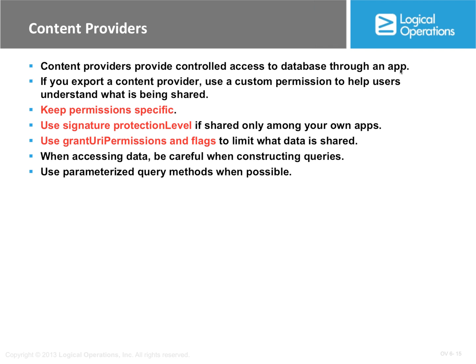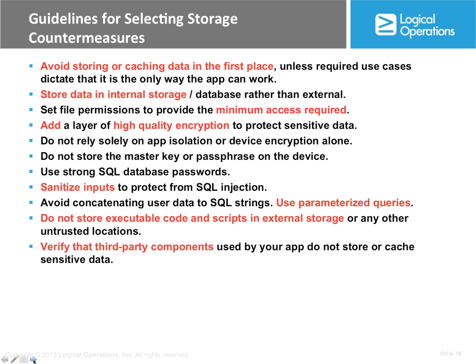Granularity is the key here, right? You want to keep the permissions as specific as possible, and then again maintain the inherent use of the signature protection level, so that the data is only going to be shared among your own apps, the apps that you have written or you have signed, to aggregate the data across multiple applications within the ecosystem itself. Okay.